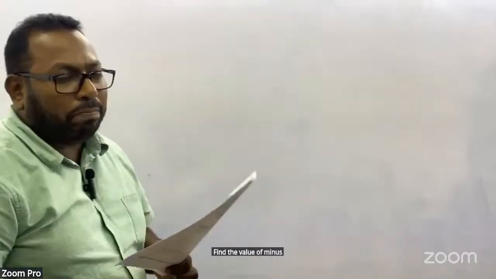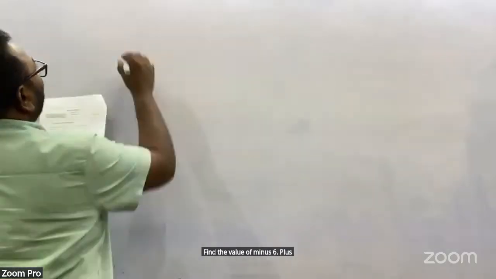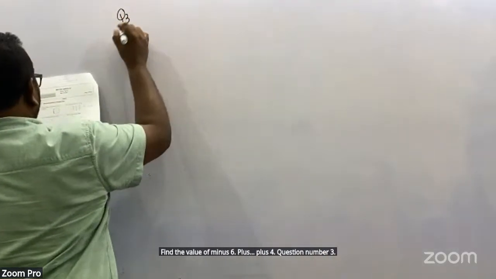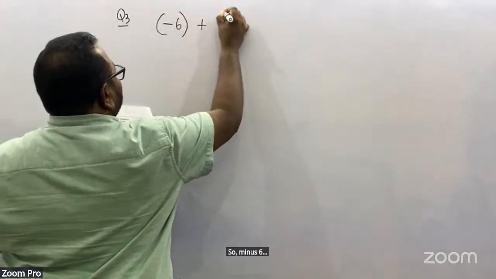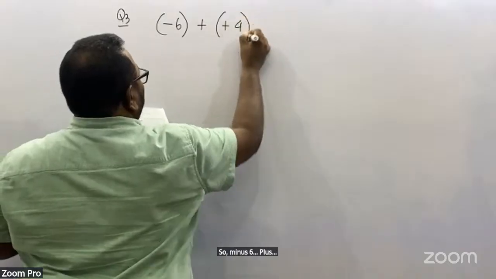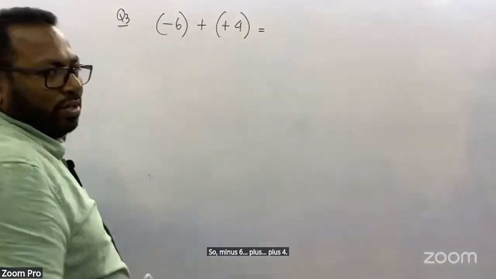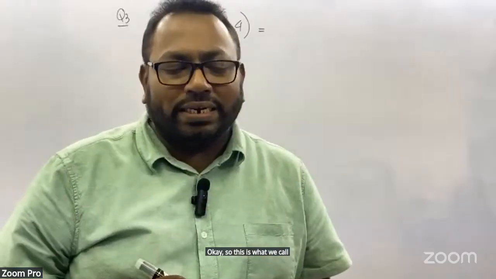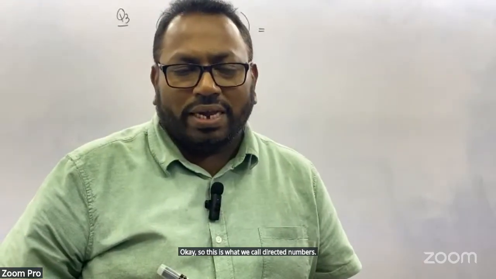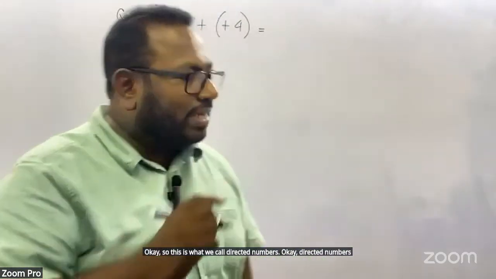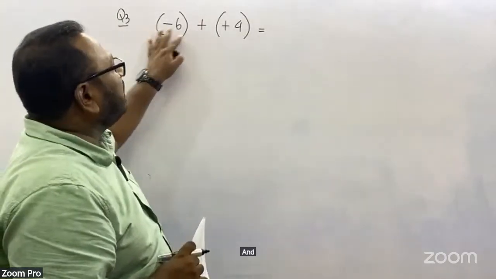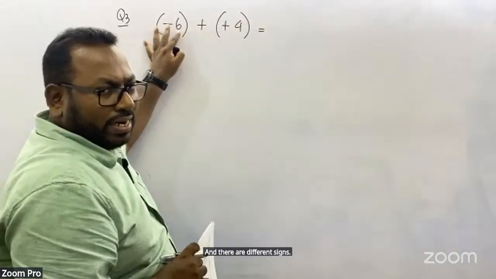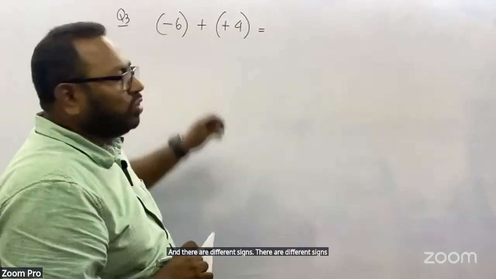Find the value of -6 plus +4. Question number 3. So -6 plus +4. Okay, so this is what we call directed numbers. Directed numbers is when you're adding numbers and there are different signs. How are you going to do this?